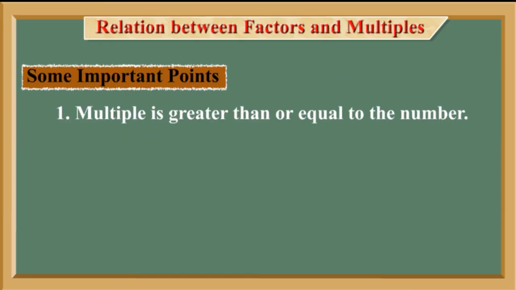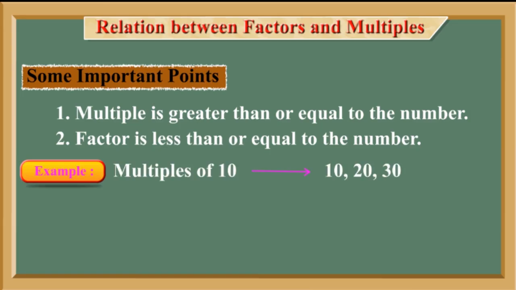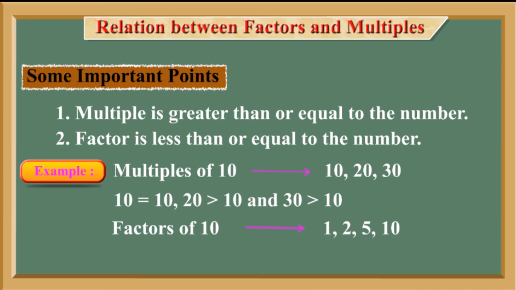Some important points. First, a multiple is greater than or equal to the number. Second, a factor is less than or equal to the number. Example, multiples of 10: 10, 20, 30. 10 is equal to 10, 20 is greater than 10, and 30 is also greater than 10. Factors of 10: 1, 2, 5 and 10. 1 is less than 10, 2 is less than 10, 5 is less than 10, and 10 is equal to 10.